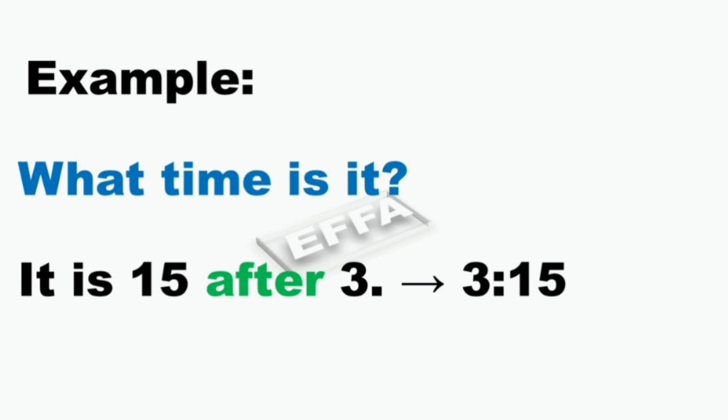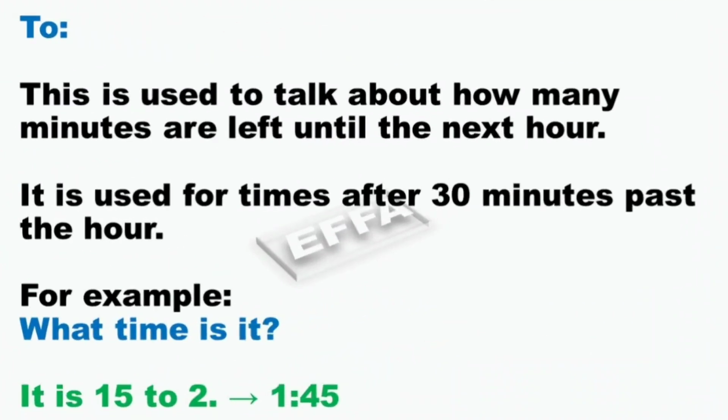Let's move on to the next word, which is to. This is used to talk about how many minutes are left until the next hour. It is used for times after 30 minutes past the hour. For example, what time is it? It is 15 to 2. This means 50 minutes are left until 2 o'clock. The word to is used to show the remaining minutes here.